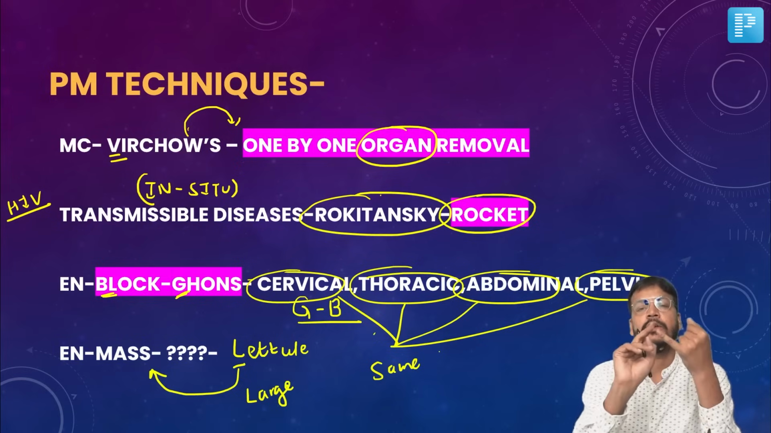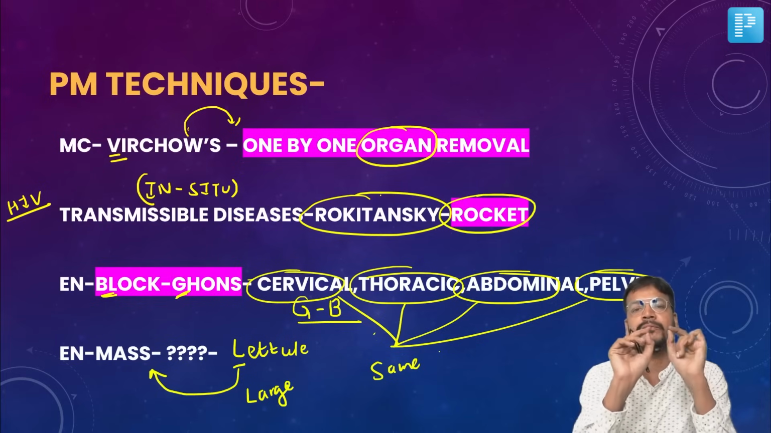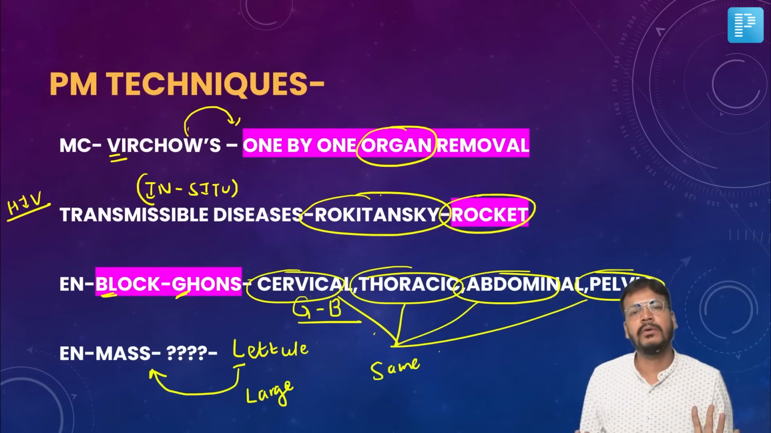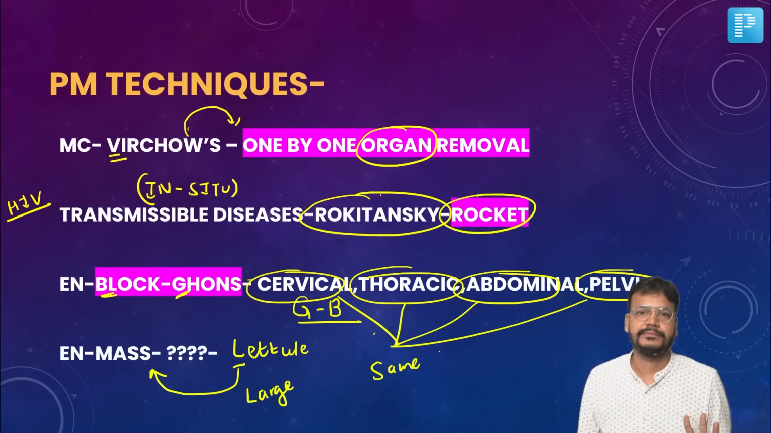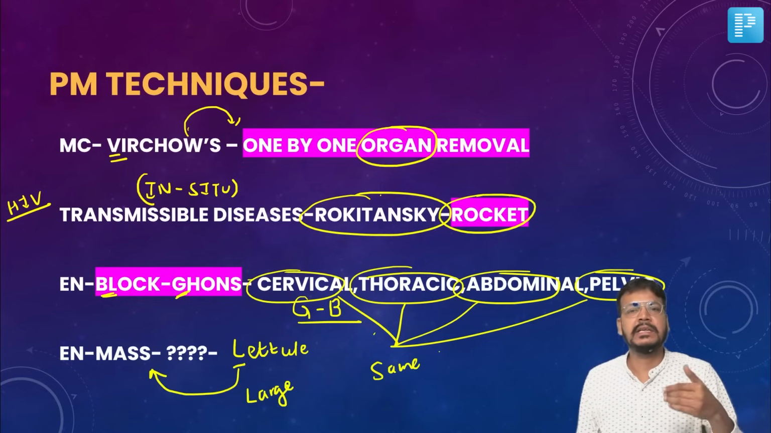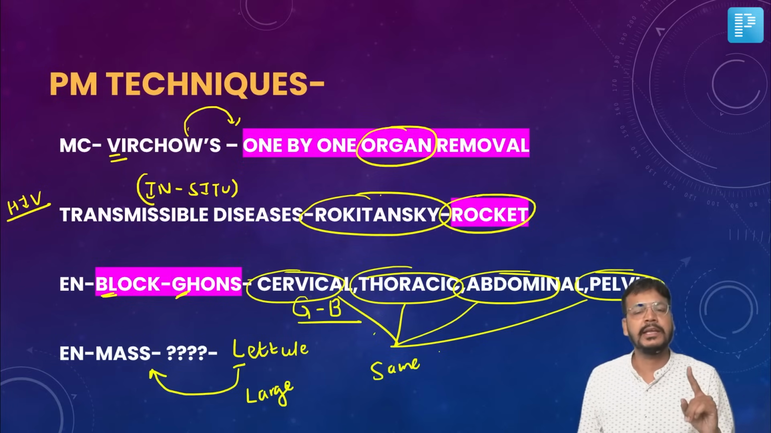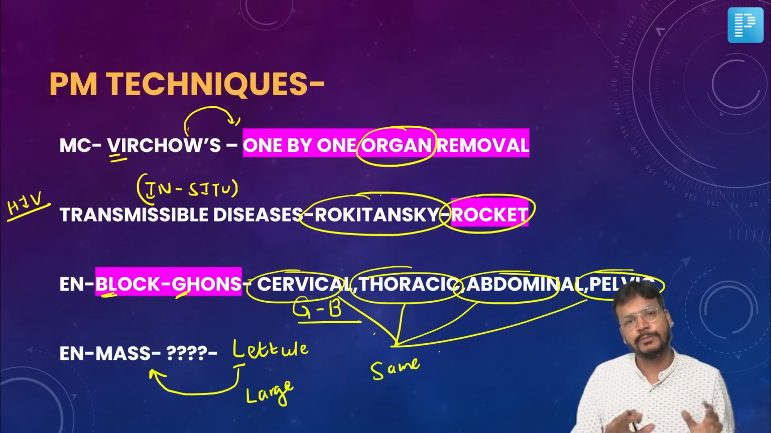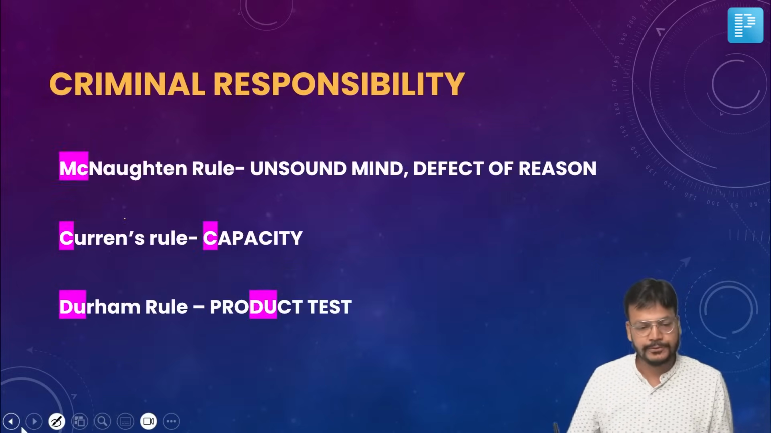देखो दोस्तों, one by one organ, one by one Virchow. In the in situ method, we are not taking any organ out. Rokitansky. En bloc method, हम एक एक block निकालते हैं, cervical, thoracic, abdominal, pelvic. इन blocks को एक एक करके निकालते हैं, Ghon's. और the complete mass, L for Letulle, L for large, पूरा mass निकालते हैं. So these are the 4 types of method.